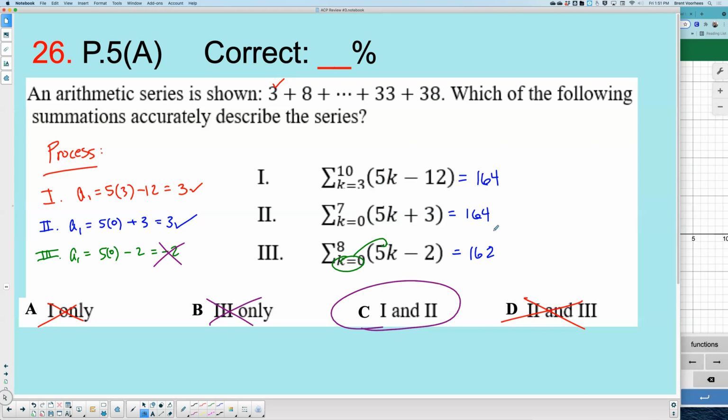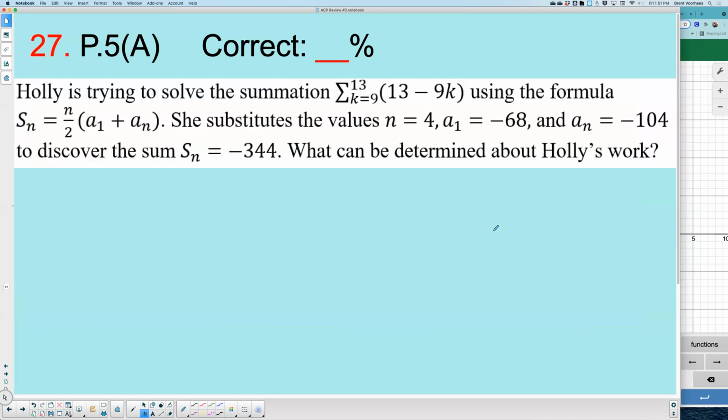Questions over sigma. I've got another sigma problem for you. Number 27 says this: Holly is trying to solve the summation given there using a formula.